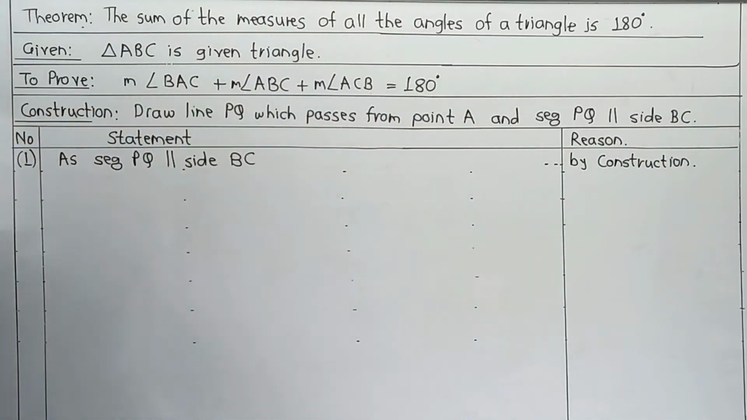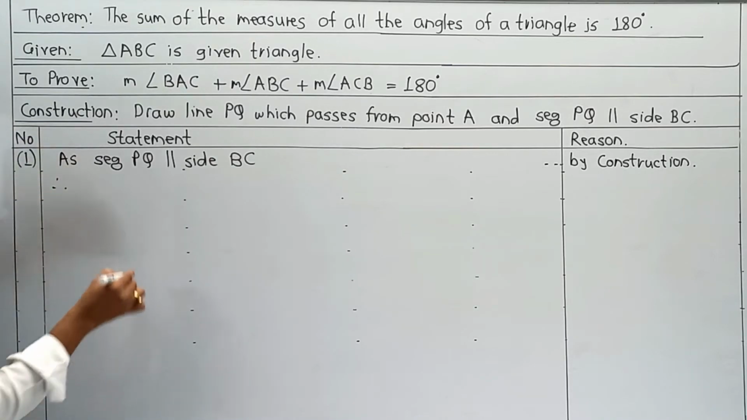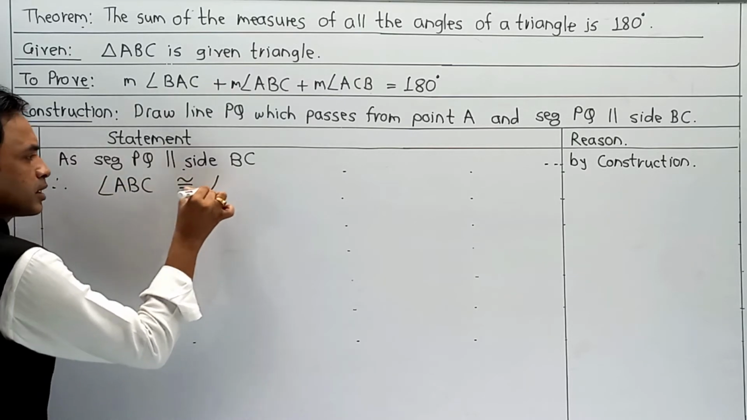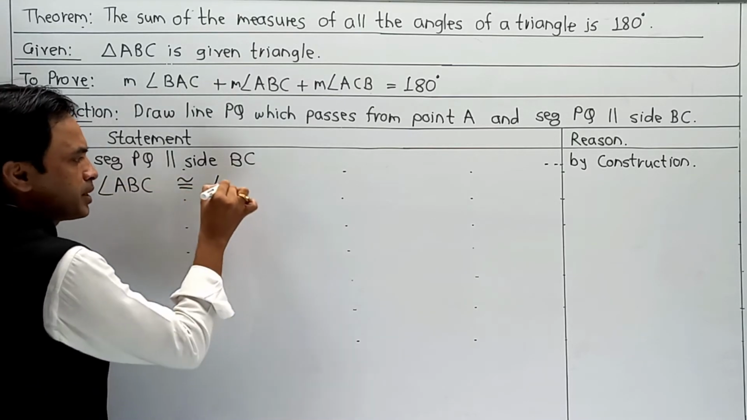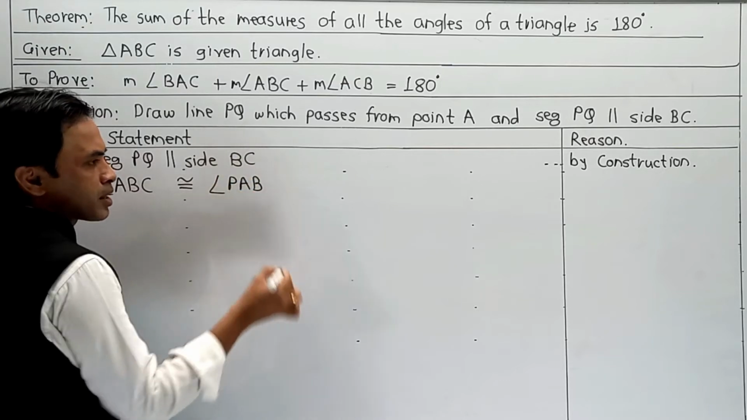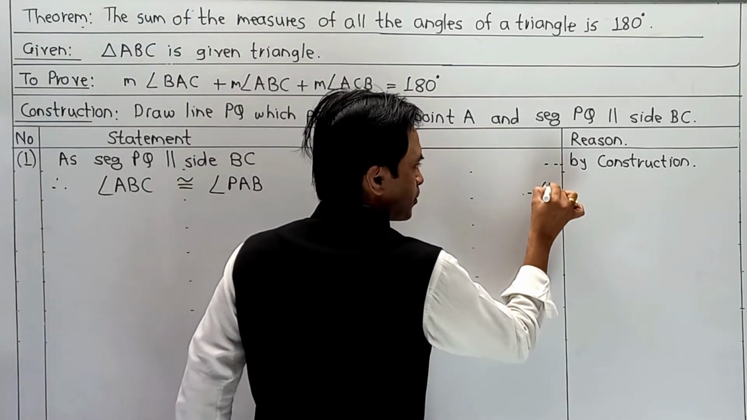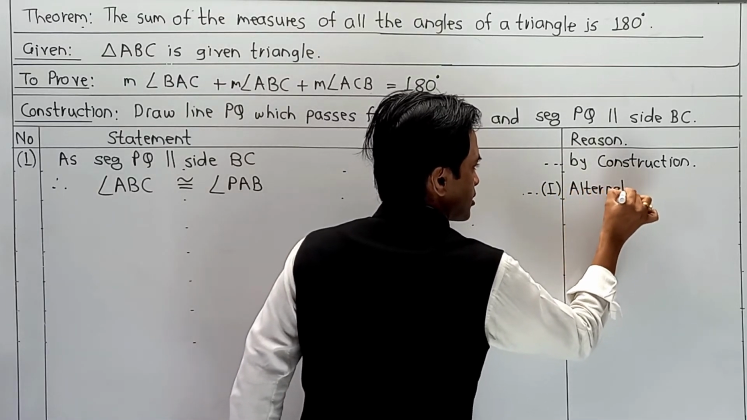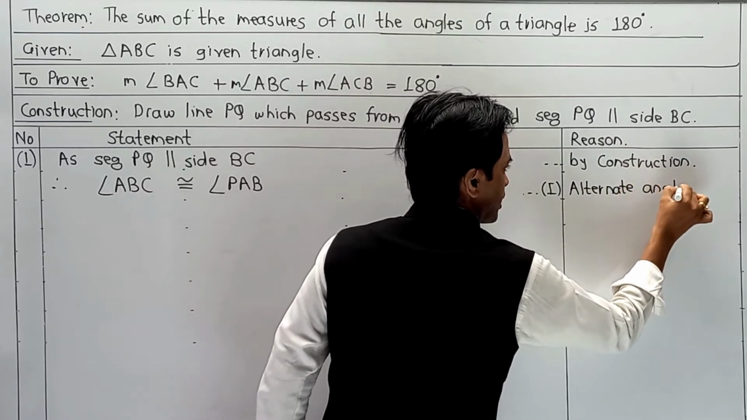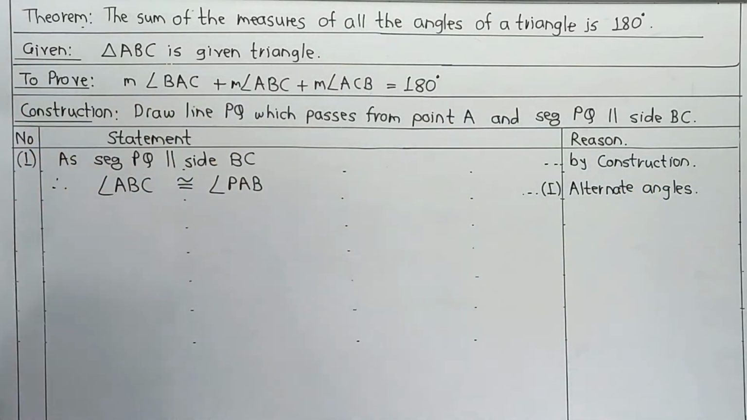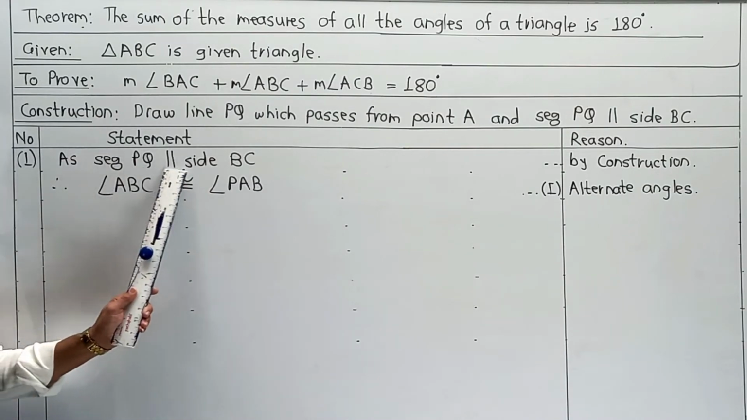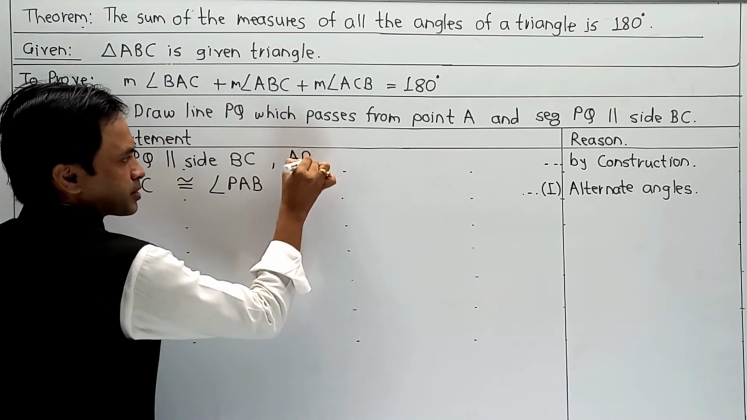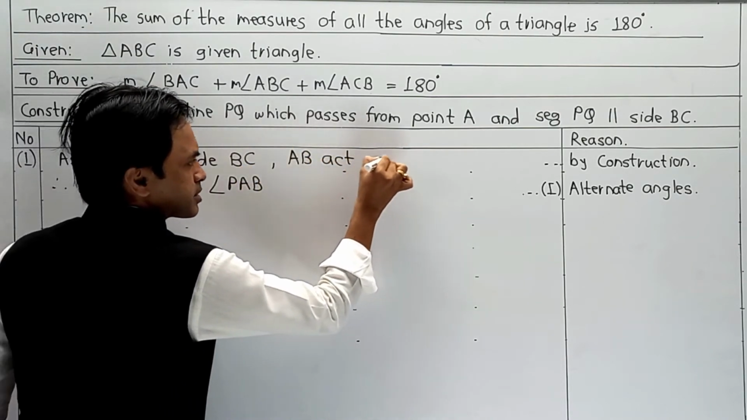Therefore, angle PAB, or you can say angle ABC. So first, angle ABC is congruent to angle PAB. I am going to call it equation number 1, and the reason is alternate angles. Here you can also explain that segment PQ is parallel to side BC and AB acts as a transversal.